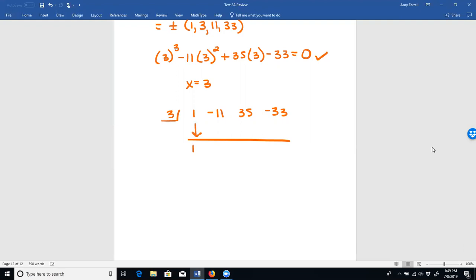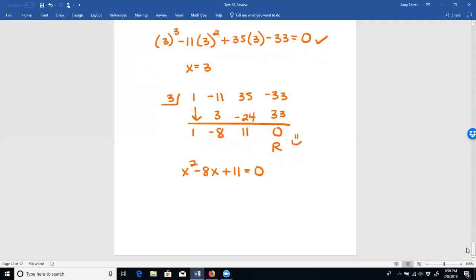So we're going to drop down the 1, multiply times the number in the box, add down. Multiply times the number in the box, add down. Multiply times the number in the box, add down. I get a remainder of 0. Makes me happy. That's good. It means the solution that I think is a solution is truly a solution. The quadratic that I'm left with is x squared minus 8x plus 11. If I set that to 0 and solve, then I will have the remaining 2 solutions.